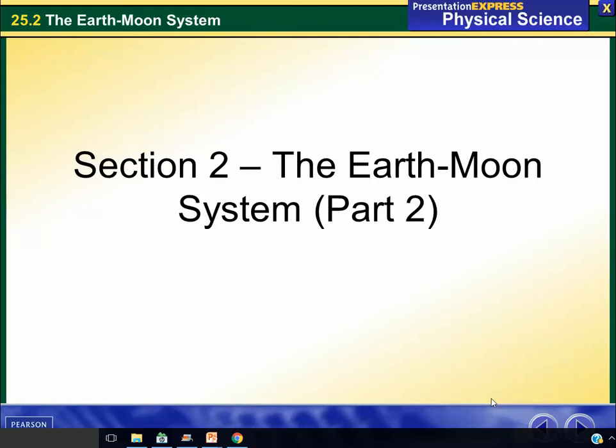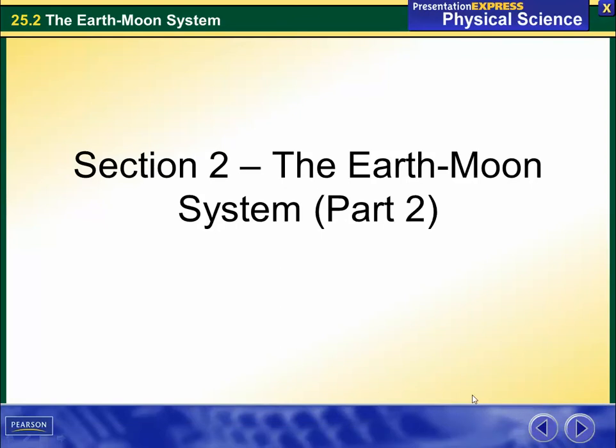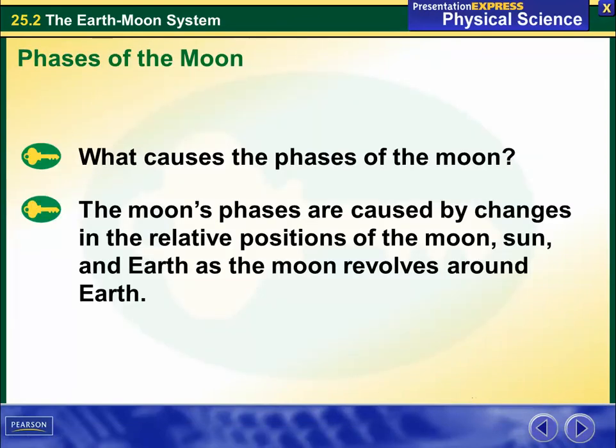Again, the last part of this section was about some structures that are found on the moon and how the moon was formed. Now, to start this video, we're going to talk about one of the most visible features of the moon, which are called phases of the moon. It's something we've all seen, but I'm going to explain why that happens. The moon's phases are caused by changes in the relative positions of the moon, sun, and Earth as the moon revolves around the Earth.